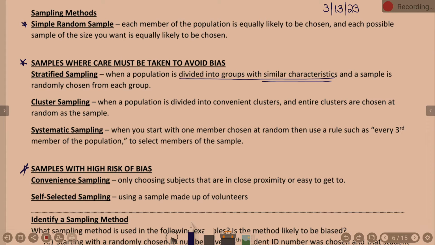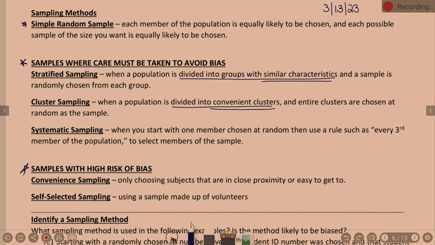Then we have cluster sampling. Cluster sampling is when a population is divided into convenient clusters, and entire clusters are chosen at random as the sample. So that one has to do more with convenience. And then the last one in this group, systematic sampling, where you start with one member chosen at random and then use a rule such as every third member of the population to select members of the sample.